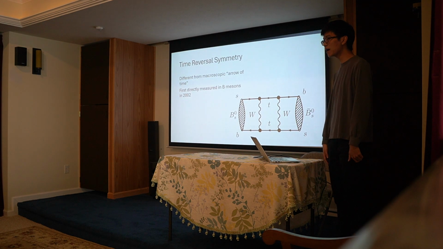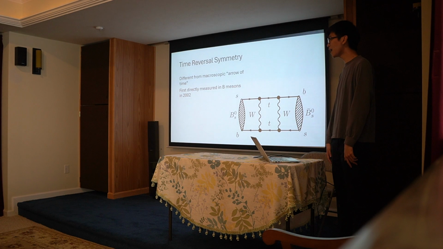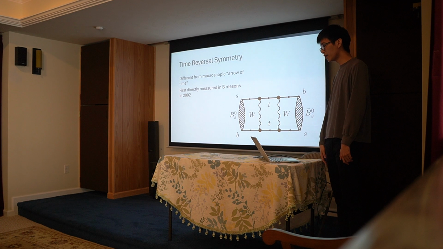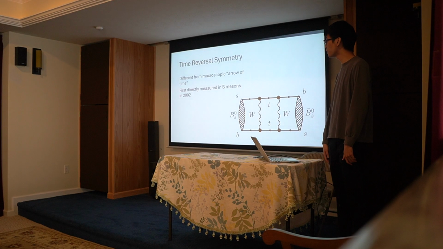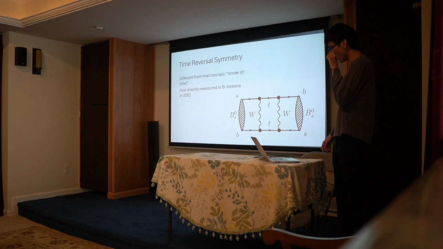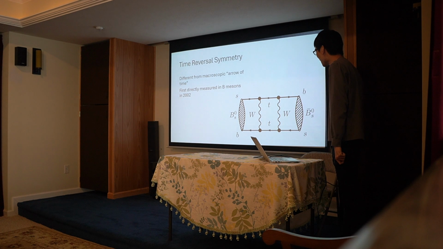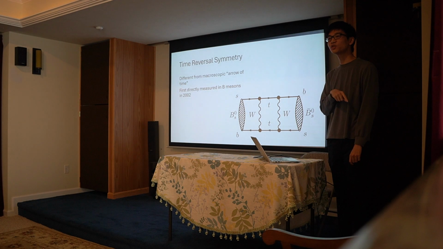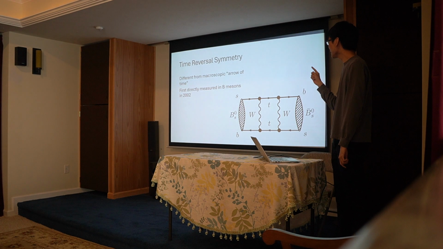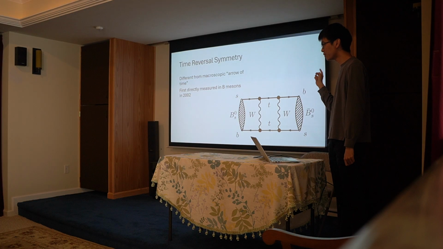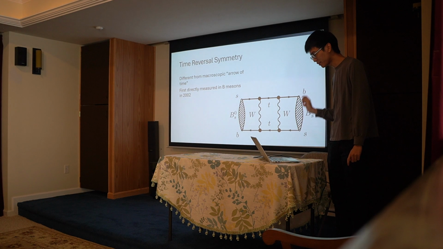It was not until 2002 when a group of 500 scientists collaborated on the BaBar experiment that direct evidence of time reversal symmetry violation was found. They analyzed the oscillation of the B meson between its matter and antimatter form and found that the oscillation was asymmetric. It was slightly faster going to its matter form versus its antimatter form.